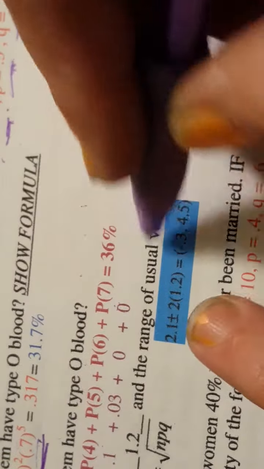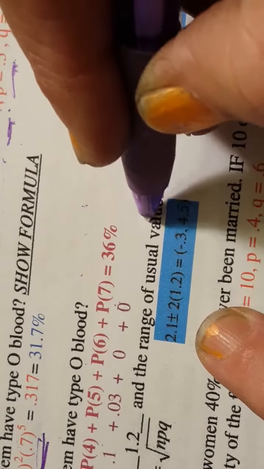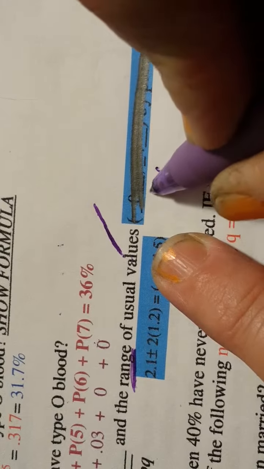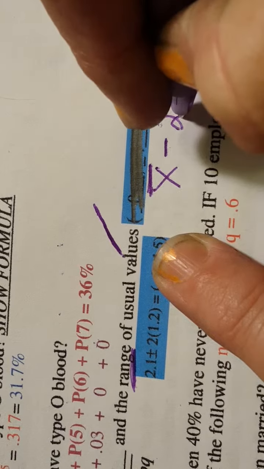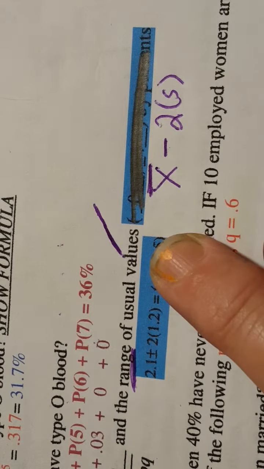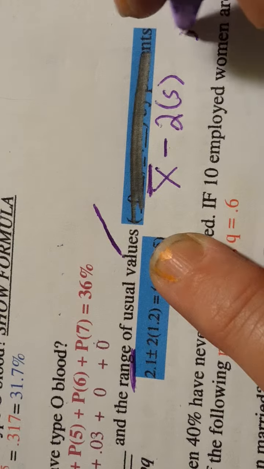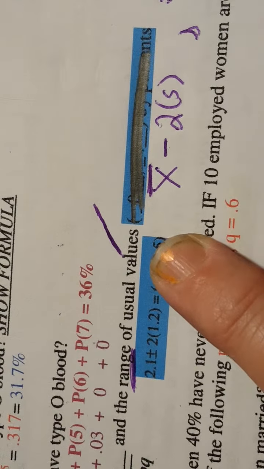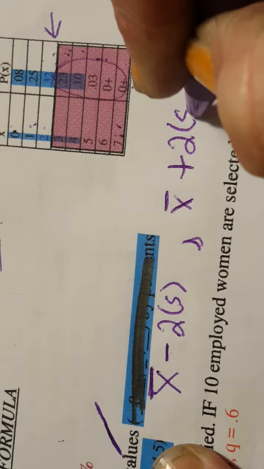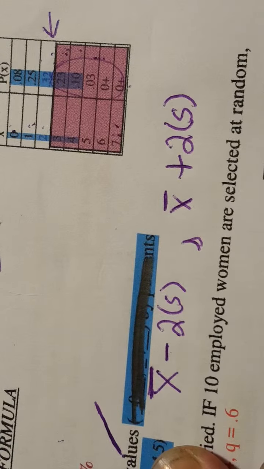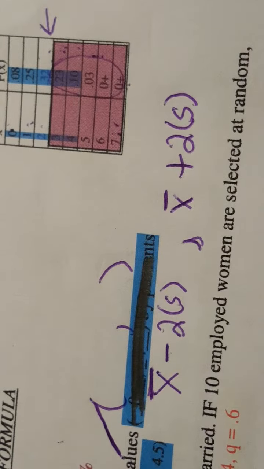Now, this is a little bit confusing, but it's not hard. To find the range, you're going to take the mean and subtract 2 times the standard deviation. And then you're going to take the mean and add 2 times the standard deviation. And that's what will go here. I believe it was parentheses.